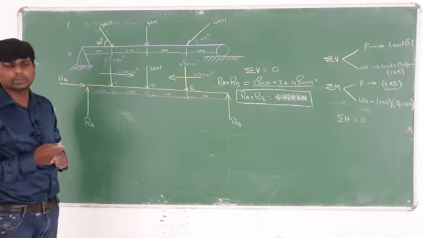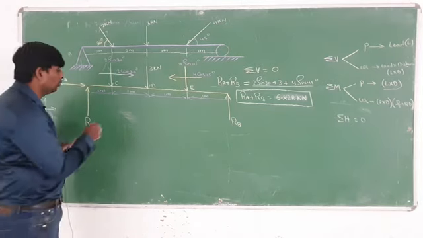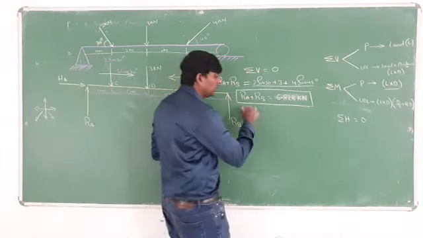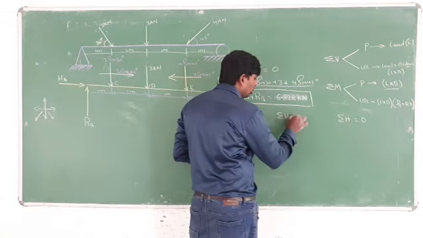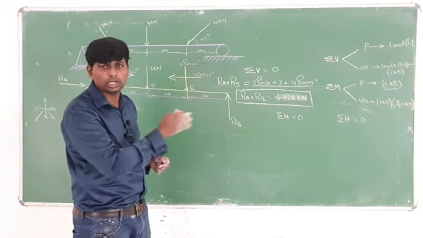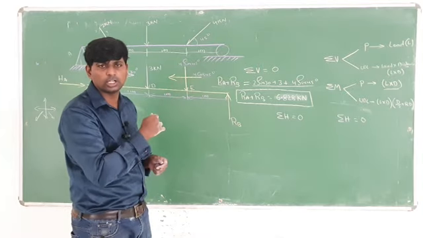What do you have to do in the next step? Sum of bending moment. Or you can go for horizontal also, it's up to you. Here horizontal forces are there. Sum of horizontal is equal to 0, means whatever forces are going to the right side, you write on one side, and the left side forces you write on the left side.